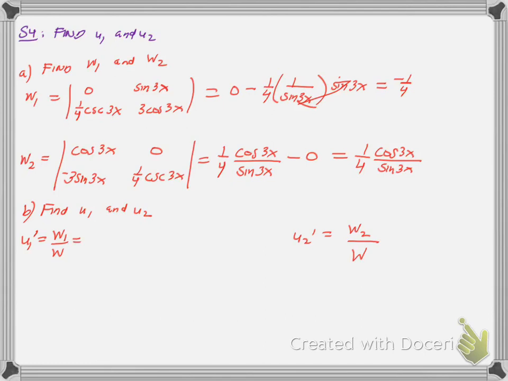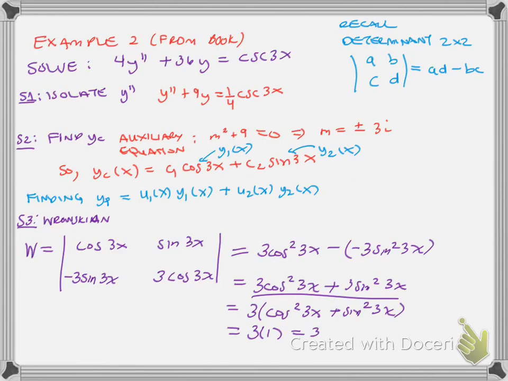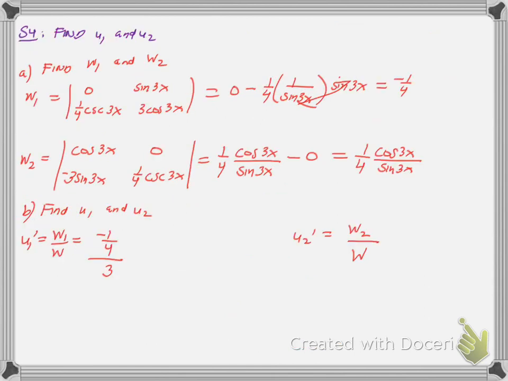Okay, so let's substitute. We know what things are. w sub 1 is negative 1/4 divided by 3, I believe. That was our Wronskian determinant, the main determinant, I should say. And so this will give us negative 1/12.